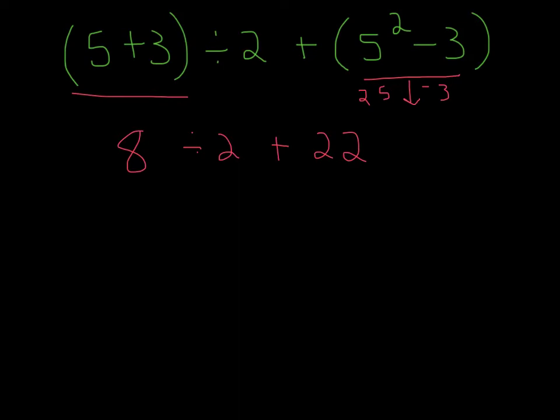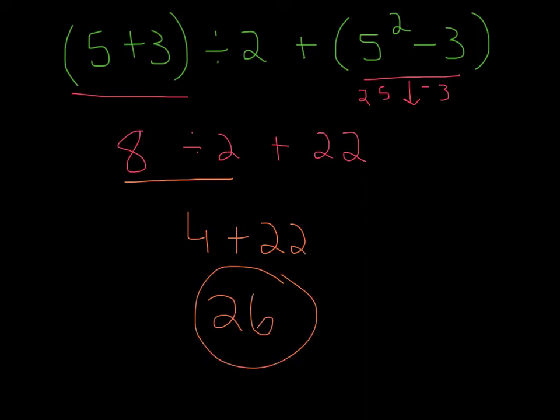And now we have division and addition. We will do the division first. 8 divided by 2 is 4, and 4 plus 22 is 26. So that was very easy. We did not need a calculator, and in fact I want you to try all of these in today's lesson without a calculator.